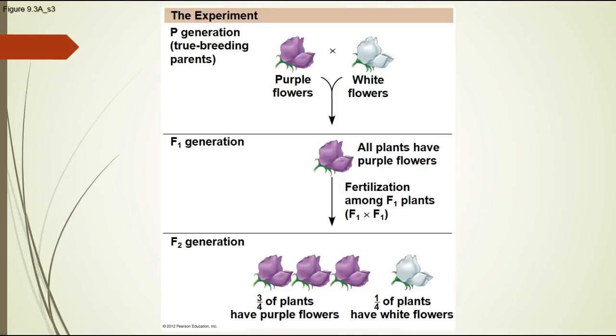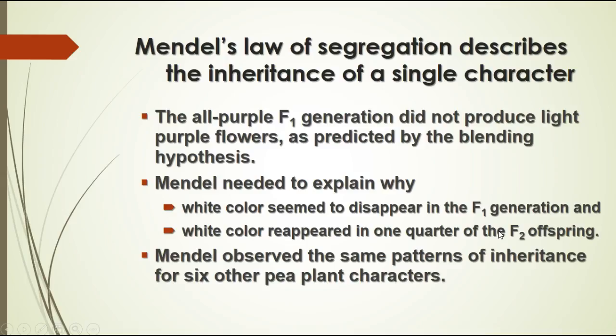So here's the results that he got. His P generation were true breeding plants, and then when he cross-pollinated them, all the plants that resulted from that crossing had purple flowers, and then when those fertilized themselves or fertilized each other, 3/4 of the plants had purple flowers and 1/4 had white flowers. So the white characteristic did not go away, it was just hidden for a generation.